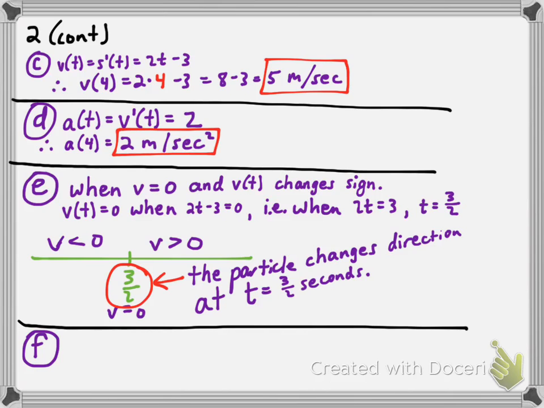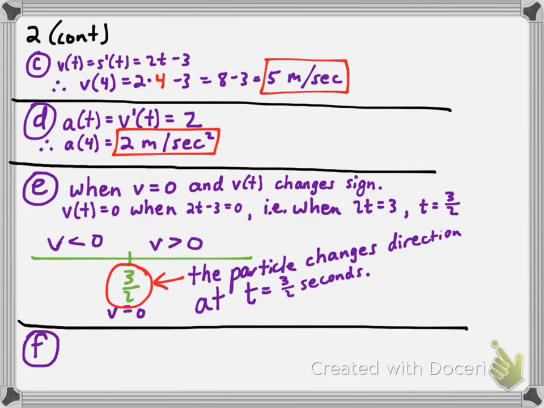Okay, so you set up a little chart. You can figure out to the left of 3/2 seconds, from 0 to 3/2, you just plug any value into that velocity equation, and the velocity at any time between 0 and 3/2 is negative. And then the velocity after 3/2 is always going to be positive. And so therefore the particle, in fact, did change direction at that time, and that's the whole reason, because velocity went from negative to positive at that time.